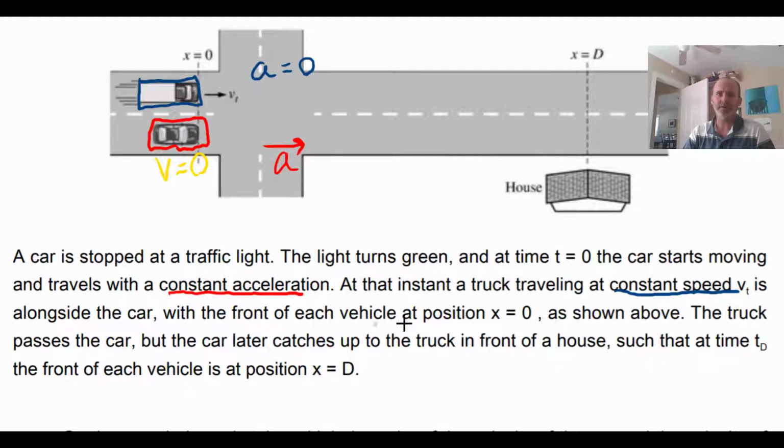And then the front of the car is at x equal to 0, so we're gonna make that the starting point. The truck passes the car, but the car catches up with the truck in front of the house. That means that right here, they're both gonna be at the same spot. So this is when the car catches up to the truck, at time tD. So when x is equal to d and the time is tD is when they pass.